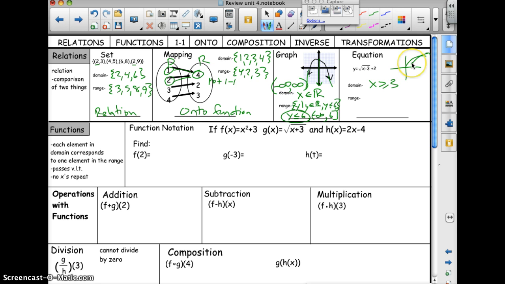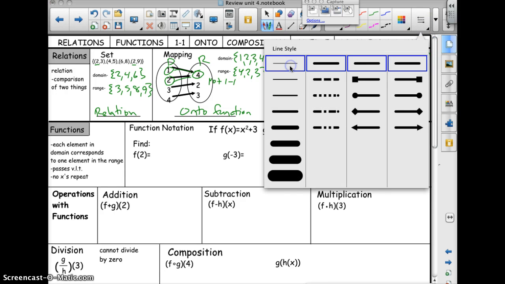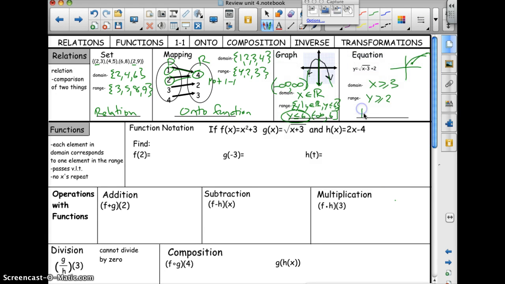So it goes from 2 up to infinity. So my y is greater than or equal to 2. Okay? And that is a one-to-one function. One-to-one. It's not onto because it doesn't go onto all the y-axis. Right? It does not cover the whole axis.